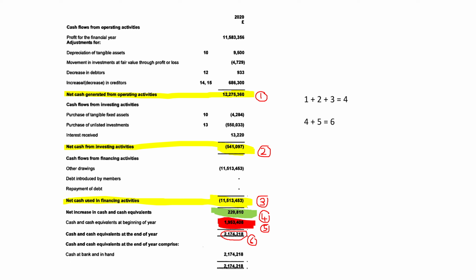So we're seeing a net increase of 220k, and that appears to be mainly coming from operating activities cash flow being greater than the outflows in 2 and 3.